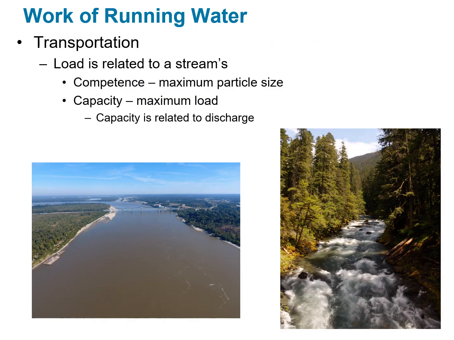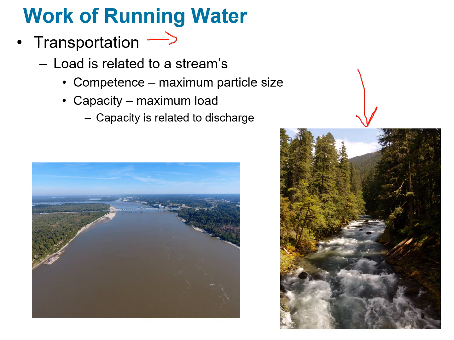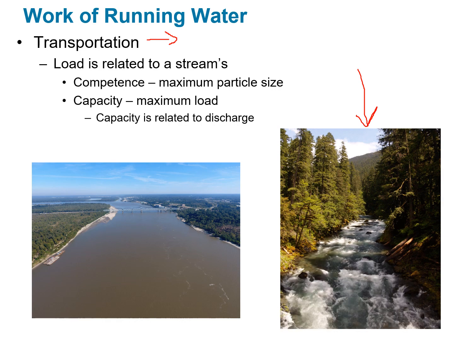So for the transportation of sediment, there are two terms that refer to the maximum particle size and the amount of sediment a river can carry. Competence means a river that is competent is one that can carry really large particles. And that typically is related to velocity. If we look at this river here, these are rapids. This water is moving very quickly. So the velocity is very high, meaning that it probably keeps larger size sediment in suspension here.